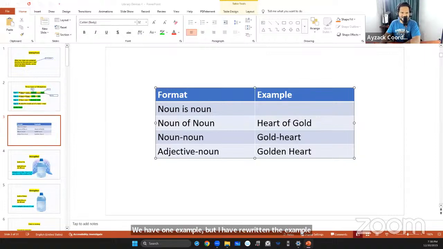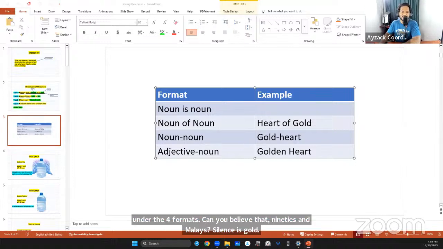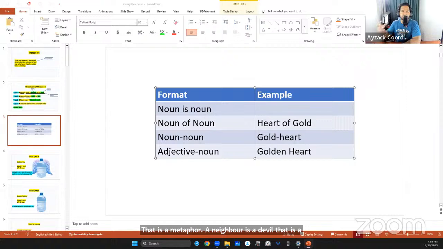Can you believe that, Nangis and Mallis? Silence is gold. That is a metaphor. Neighbor is a devil. That is a metaphor. And then night owl, yes, that's a metaphor because you can say that my sister is a night owl, right? So she's not really a night owl. Absolutely, Zainab, that is a metaphor. And what's going on, Amina? Custard is happiness in a bowl. That's genius. That's genius, Netmi. You got it. So do you understand?